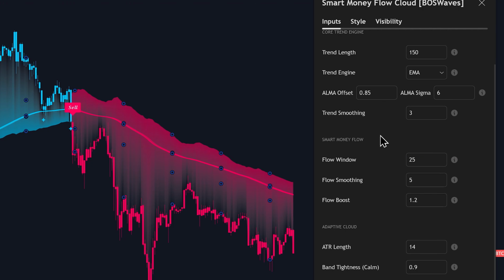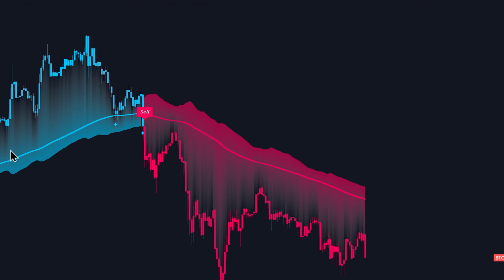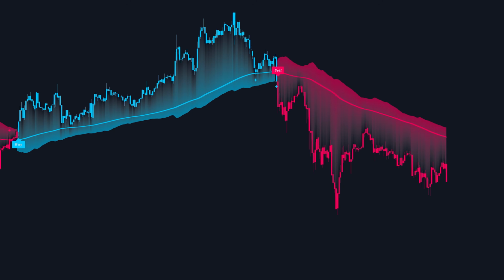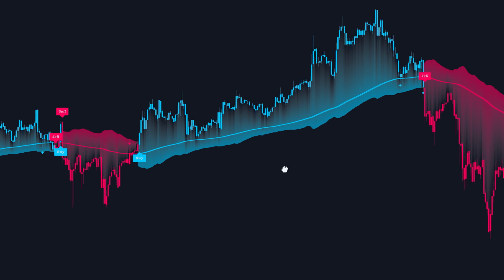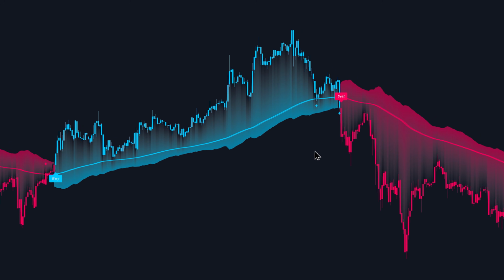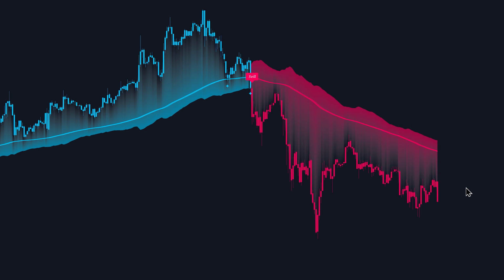Now, let's talk about how to trade this indicator on BTCUSD 1 hour. We're going to use two entry types, the regime switch entry and the baseline retest entry. The goal is simple: trade in the direction of the current regime, avoid fighting the cloud, and use the baseline touch as your low-risk entry when possible.